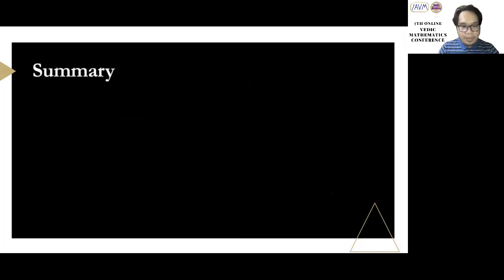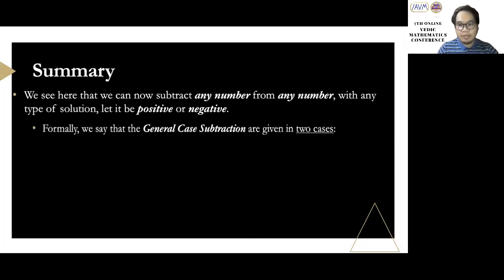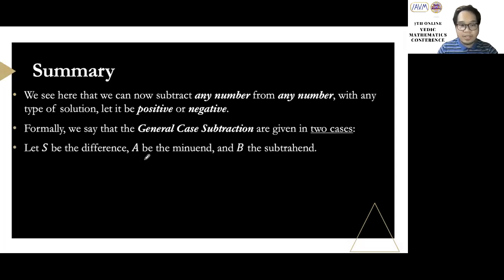So, summary. We see here that we can now subtract any number from any number, with any type of solution, be it positive or negative. So formally, we state the general cases of subtraction in Vedic maths. We have two cases. We will let S be the difference, A be the minuend, and B the subtrahend.